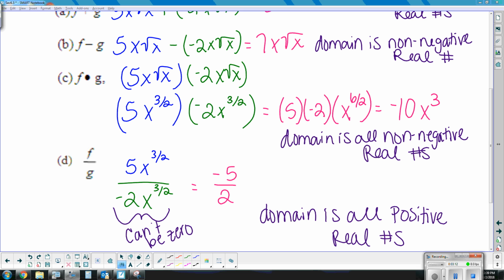And then in this last example, we have 5x to the 3 halves over negative 2x to the 3 halves. Now, as long as x is not 0, our function is negative 5 halves. And then secondly, we cannot have negative real numbers because you can't take the square root of a negative number. So as long as x is not 0 and x is not a negative real number, then the domain is all positive real numbers. And that's how we'll define the domain of that function h of x.